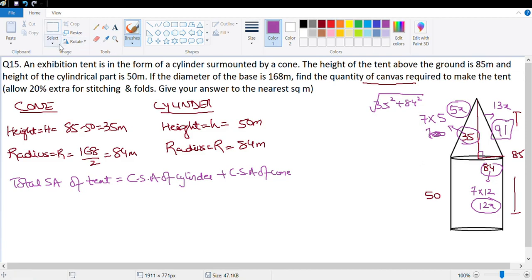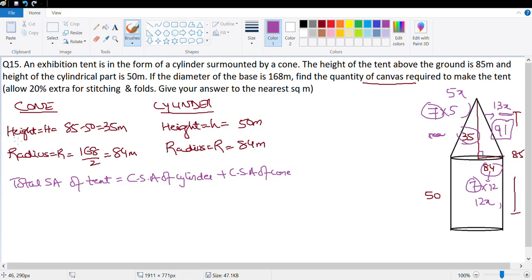Let me just quickly revise what I did. I looked at 35 as 5 into 7. So this I looked at 7 into 5. This was 7 into 12. 7 is the common factor, which means that's the x. So this is 5x, this is 12x, which means this is a 5x, 12x and a 13x Pythagorean triplet. 5, 12 and 13 form a Pythagorean triplet, which means this side is 13x, which is 91.